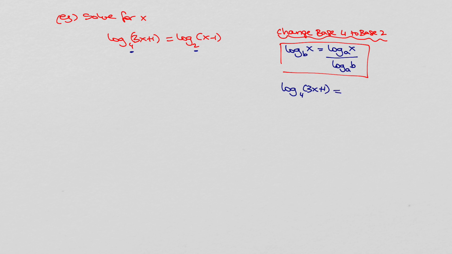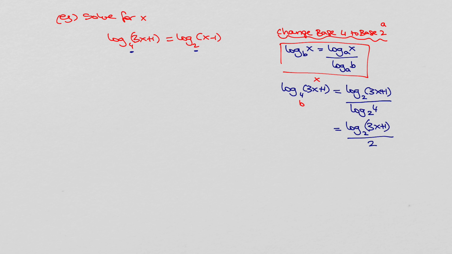And I'm going to say, well, what's a, what's b, and what's x? So the old base is b, which is 4. The number x is going to be 3x plus 1. And my new base a is going to be base 2. So therefore, log x to the base a is going to be log 3x plus 1 to the new base, which is 2, over the old base 4 to the new base 2. So in other words, if I simplify that, that's log 3x plus 1 to the base 2. And if I type into my calculator log 4 to the base 2, I get the number 2.